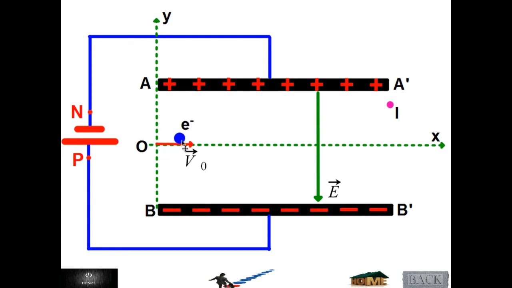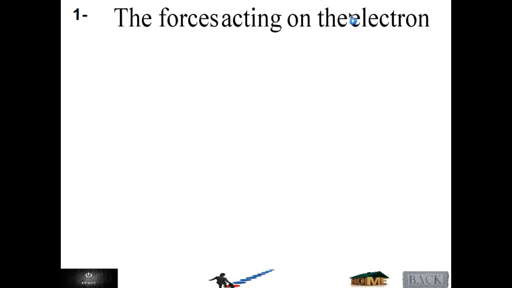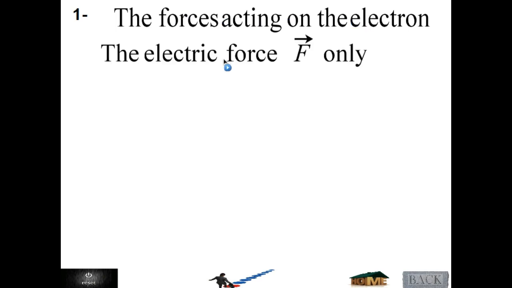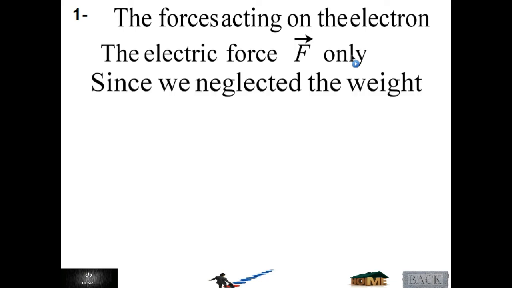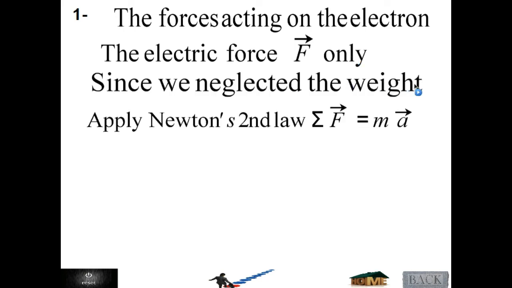Whenever the electron enters the electric field, an electric force will be applied on it, pulling it toward the positive plate. So let us start by applying the forces on the electron, which is the electric force only, since we neglect the weight of the electron. So apply Newton's second law, summation of forces equals ma. The only force is the electric force, which is equal to QE equals ma.